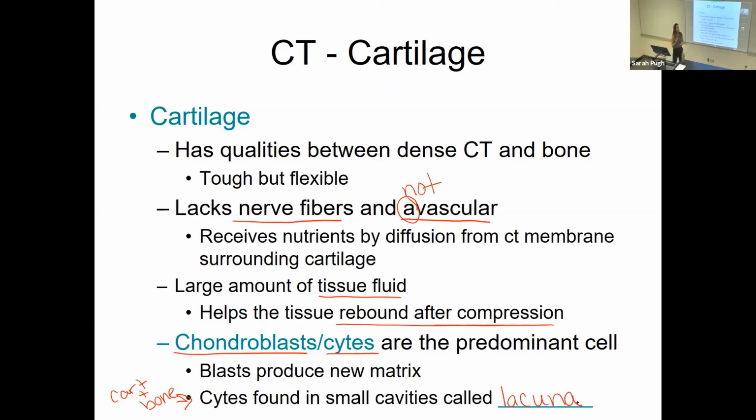And so anytime we're dealing with a tissue that's tough, like cartilage or bone, the cells will be found in lacunae. So a chondroblast is going to make the cartilage, and it creates a little lacuna for itself. And once it is in that lacuna, we now call it a chondrocyte. Okay.